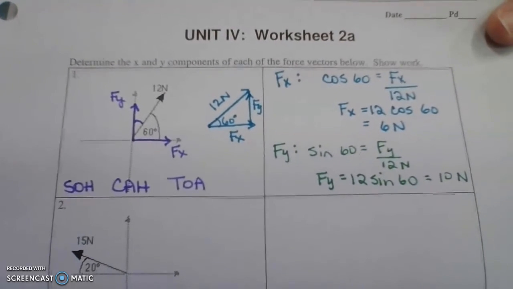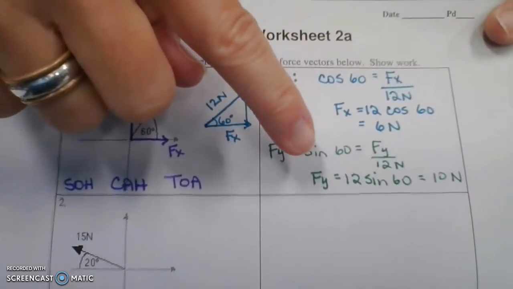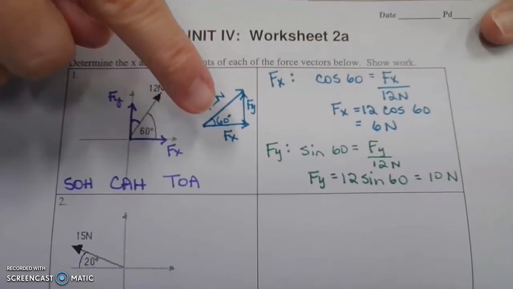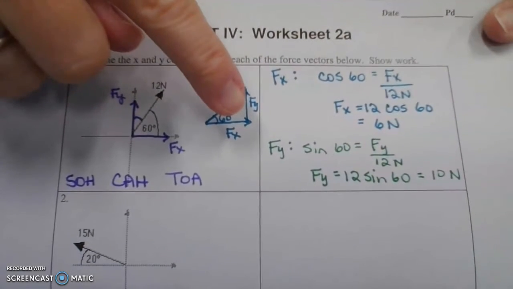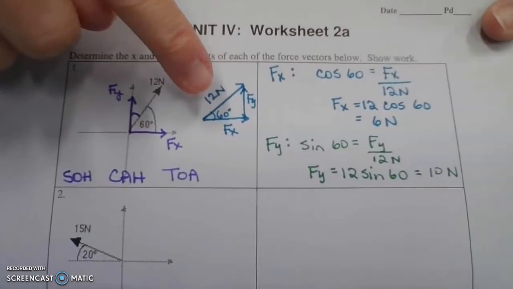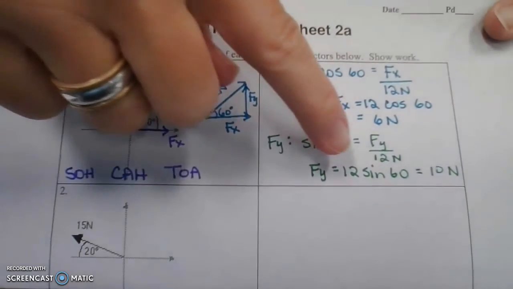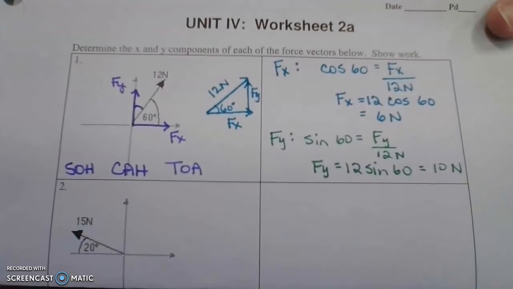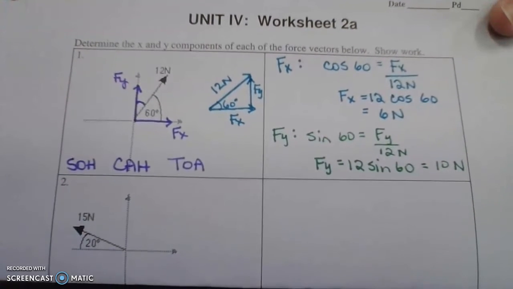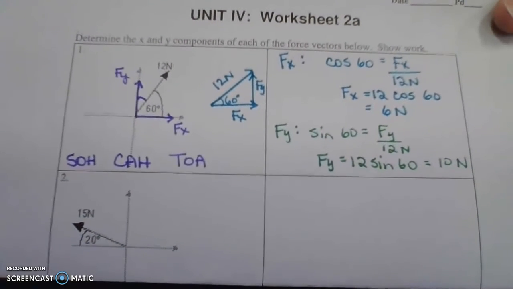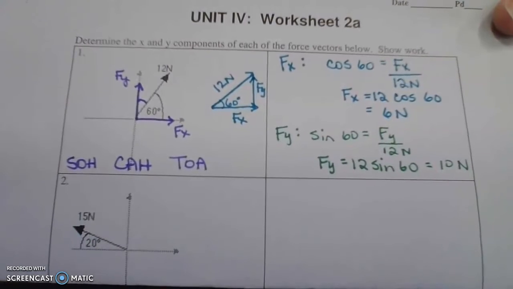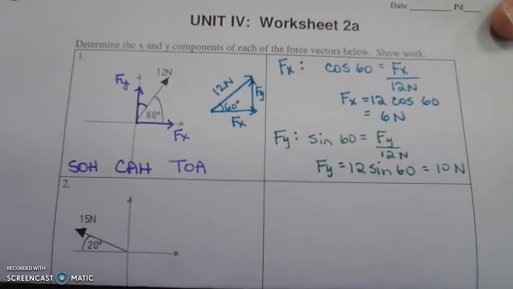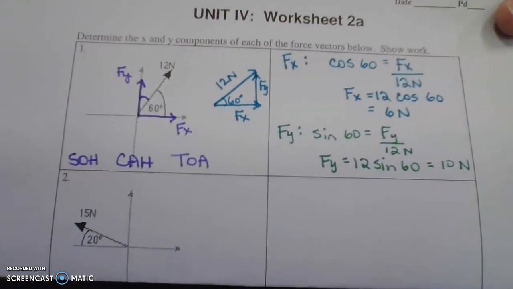You're going to do the same thing to solve for Fy. We're going to use the sine ratio because it relates to this 60-degree angle. Sine is the opposite side, which is Fy, divided by the 12 Newton hypotenuse. So I set that up in my trig ratio here. Multiply both sides by 12 Newtons. You get 12 times sine of 60, and that should give you an Fy component value of 10 Newtons. It is a long decimal in the calculator, but I rounded using significant figure rules.